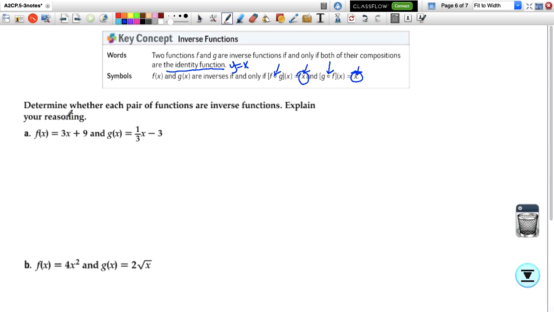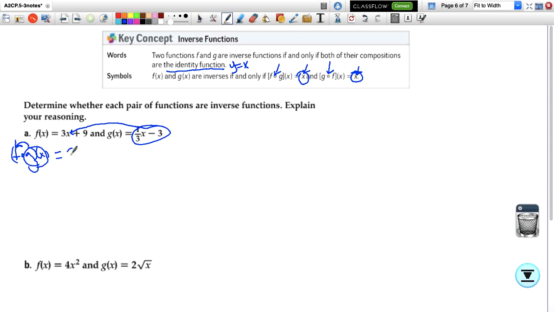So the directions are: determine whether each pair of functions are inverses and explain your reasoning. You can explain with work. They're going to be inverses if I do the composition f of g of x, and I get out x, and then I do the other composition g of f of x, and get out x again. It has to work for both, okay? So let's do our f of g of x first. So f of g of x means I'm taking my g of x function and I'm plugging it into f. So I'm going to take this and I'm plugging it in right here. Okay, I'm taking that chunk and I'm plugging it in right there.